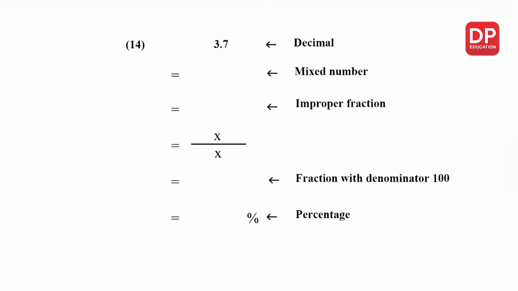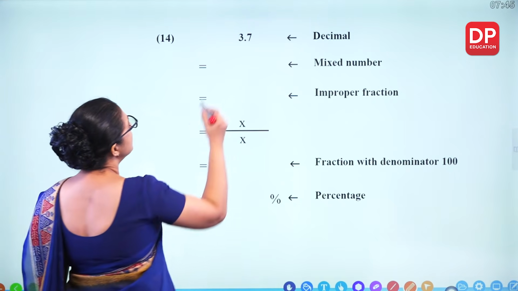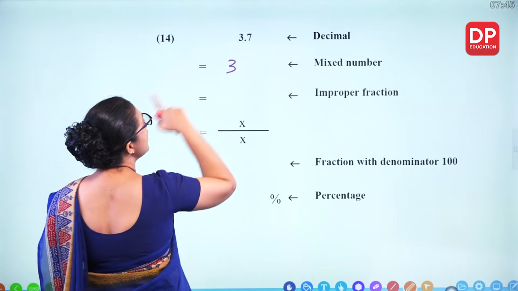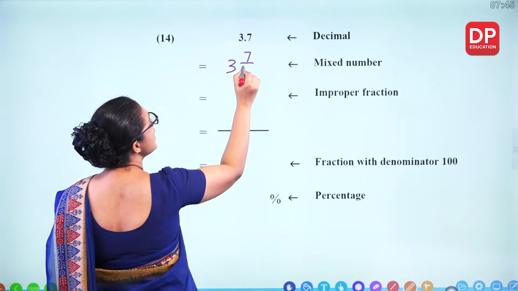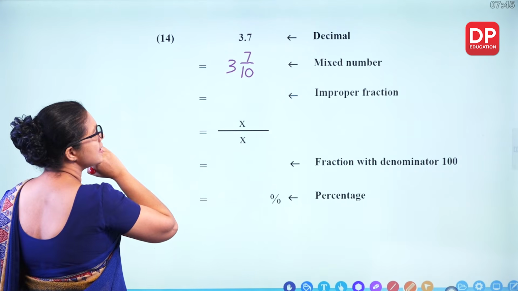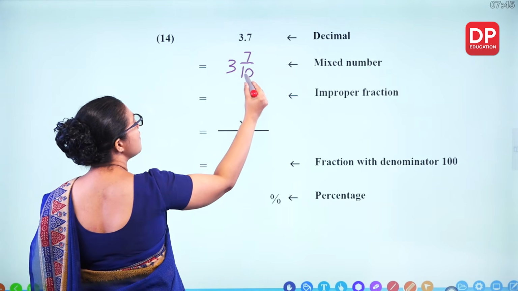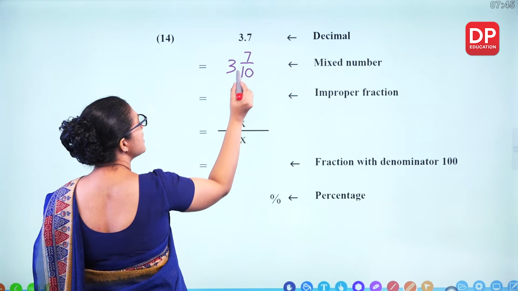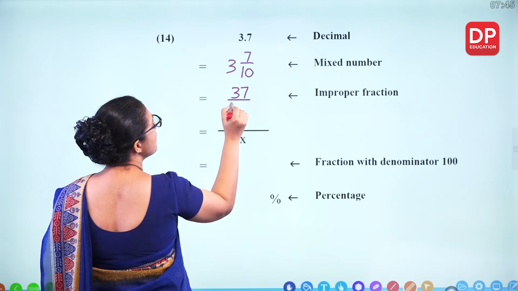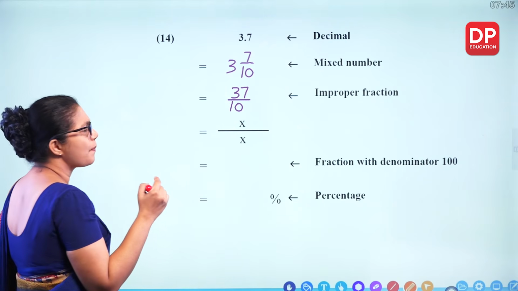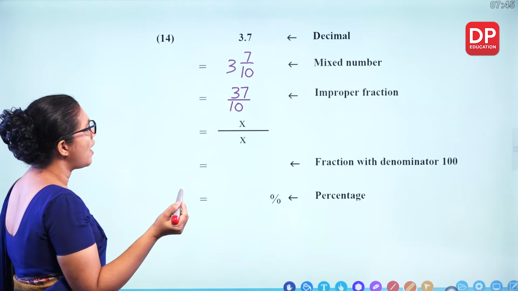3.7 is a decimal number. Mixed number. 3 and 0.7, I can write 7/10. That's in tens place. So improper fraction, you multiply these two and add 7. 10 times 3, 30. 30 plus 7, 37/10.